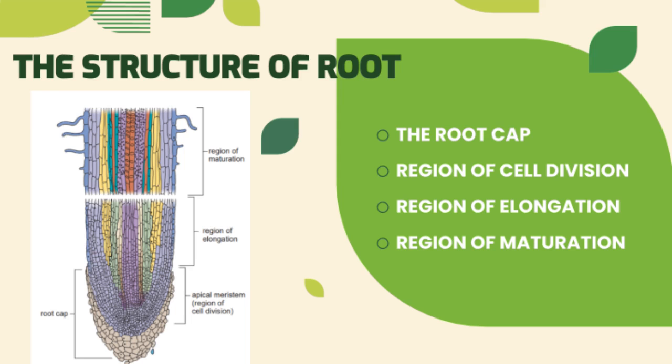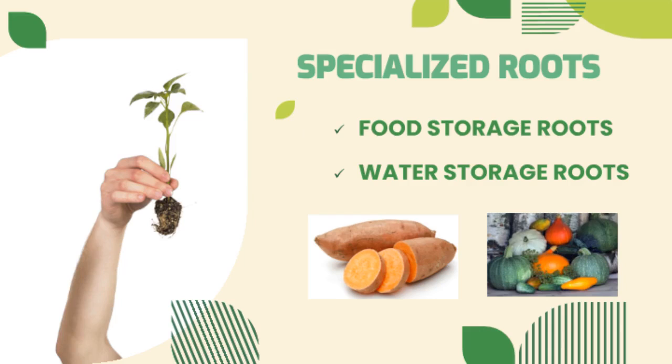Region of maturation: most of the cells mature, or differentiate, into the various distinctive cell types of the primary tissues in this region, which is sometimes called the region of differentiation, or root hair zone. Most plants have the ability to have either a fibrous root system or a taproot system, and sometimes they can have both as well.